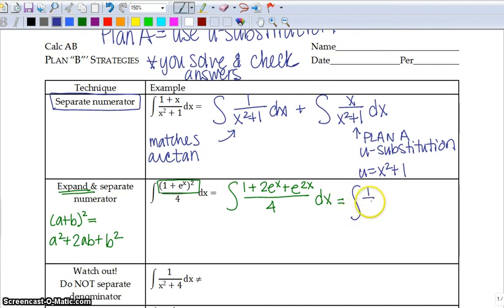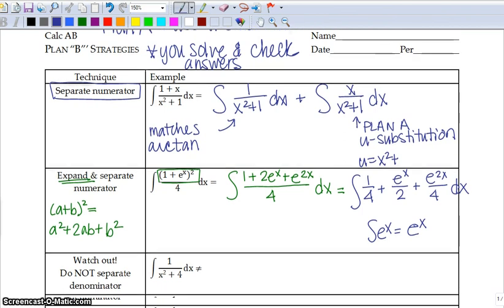So we end up with 1 over 4 plus e to the x over 2 plus e to the 2x over 4 dx, and of course we can integrate each of these separately. Remember, integrating e to the x is e to the x, e for easy.